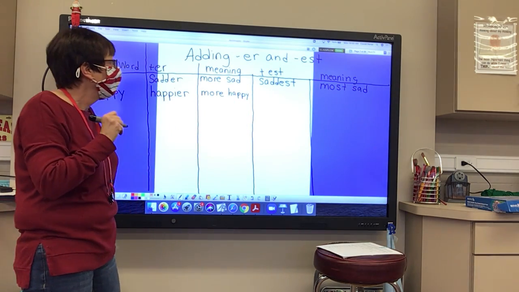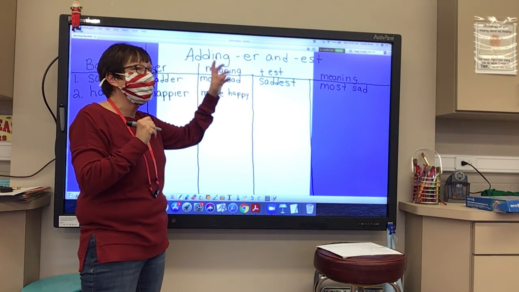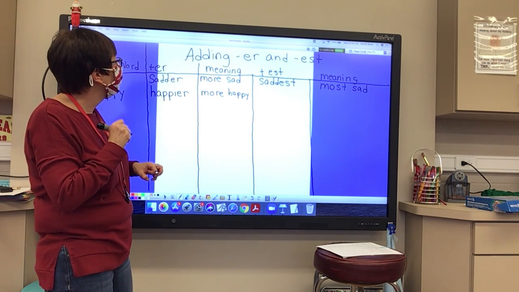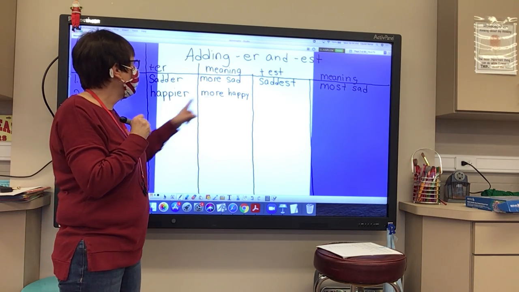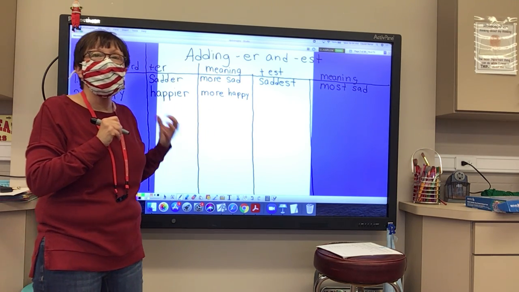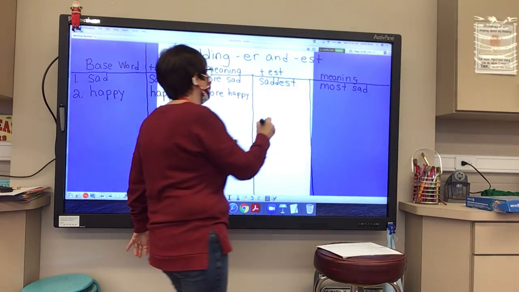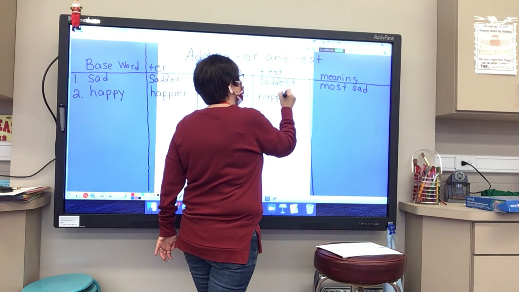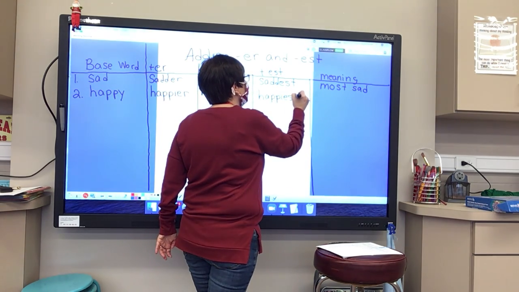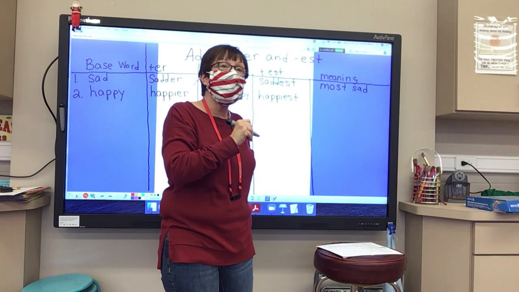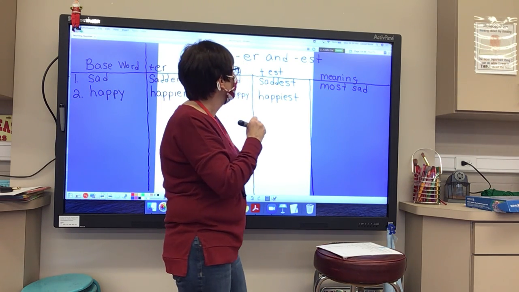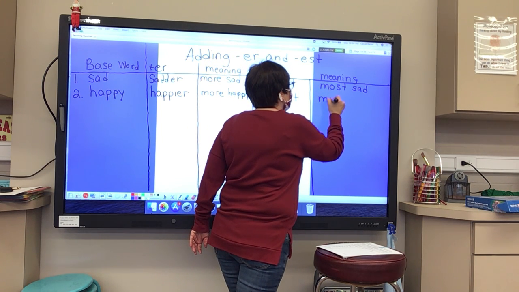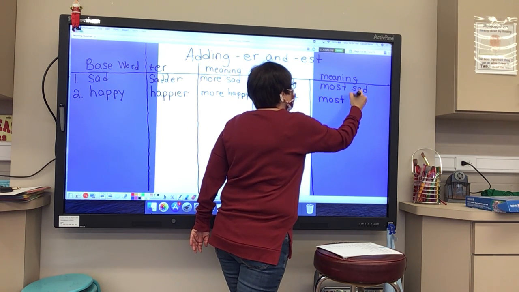Okay? Now we want to add EST to it. Logan? Happiest. How do we spell happiest? H-A-P-P-I-E-S-T. We change the Y to an I before we add EST. And what does happiest mean? Yes. Most happy.